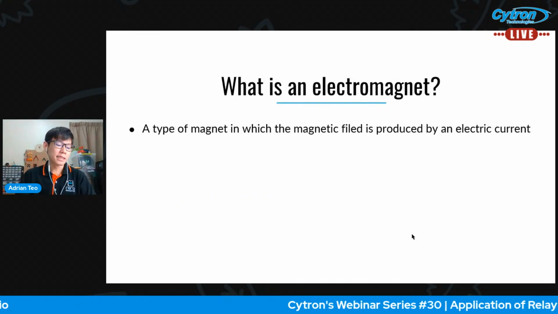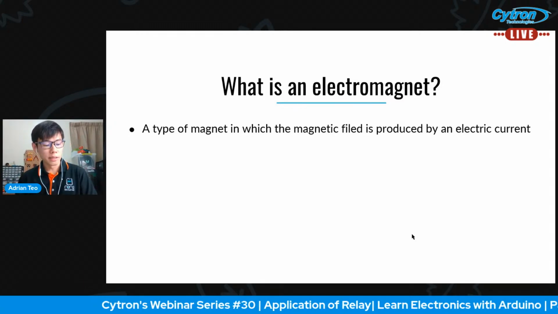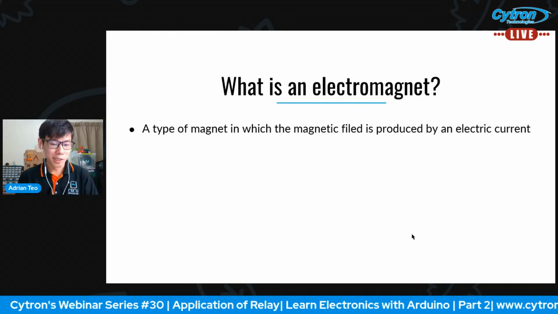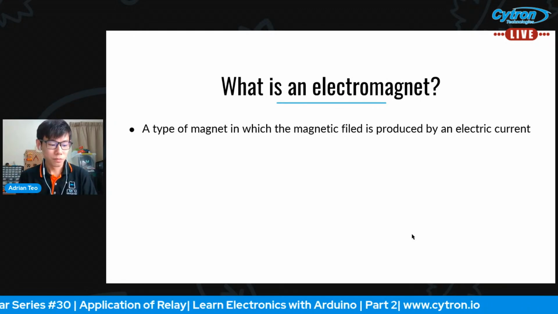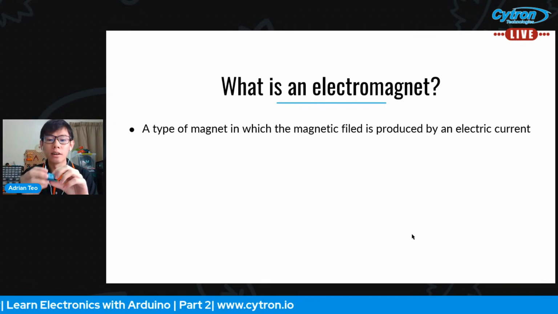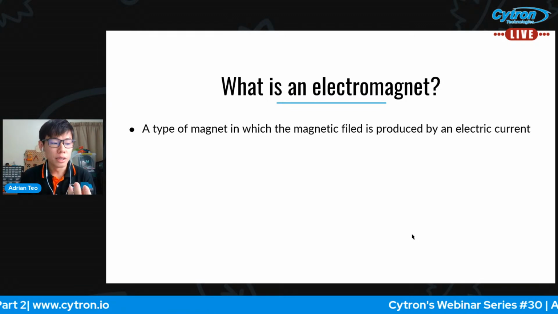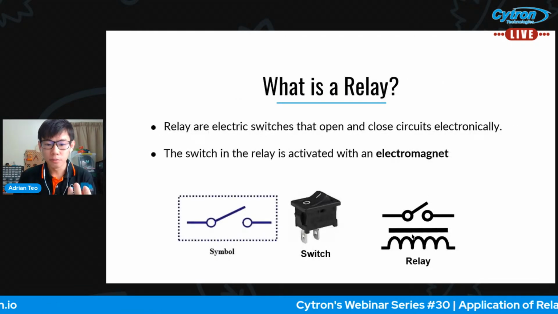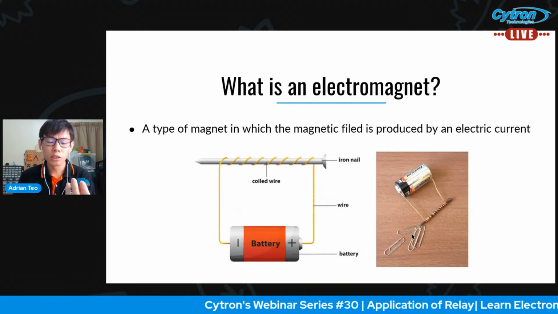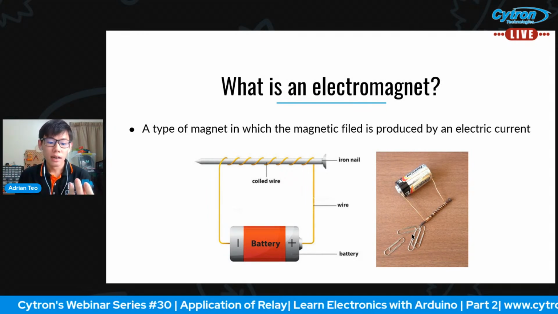Next part, what is an electromagnet? An electromagnet is what I basically mentioned just now, a type of magnet with an electromagnetic field produced by electric current. I'm just going to go ahead and show you some images which we tried last week.